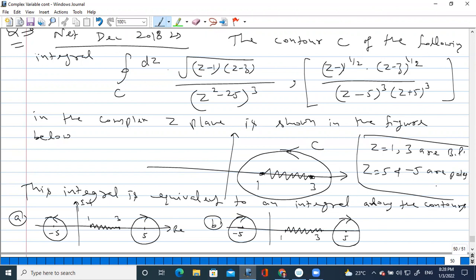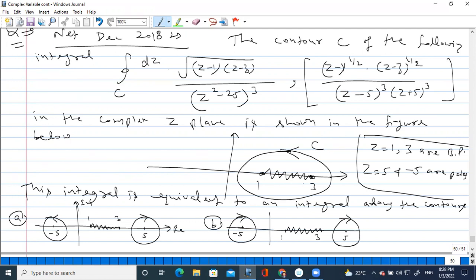Understood? Now, what I told you: once you have to integrate this function, the poles you have to leave. So we have to leave the poles. They have given this contour, but because I know z equal to 1 and z equal to 3 are branch points, we have to leave them. So we have to kick out this z equal to 1 and z equal to 3.